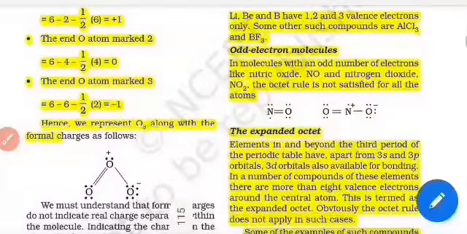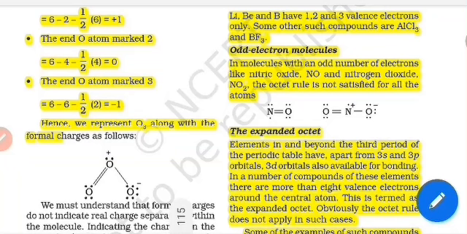Second is odd electron molecules. In molecules with an odd number of electrons like nitric oxide NO and nitrogen dioxide NO2, the octet rule is not satisfied for all the atoms. Easily we can examine whether nitrogen contains 8 electrons or not.